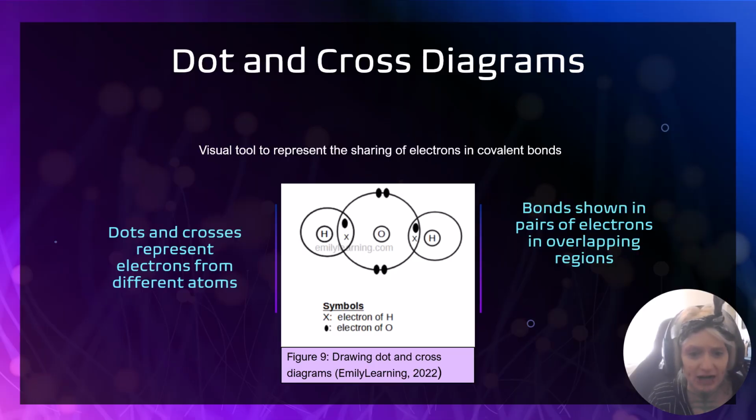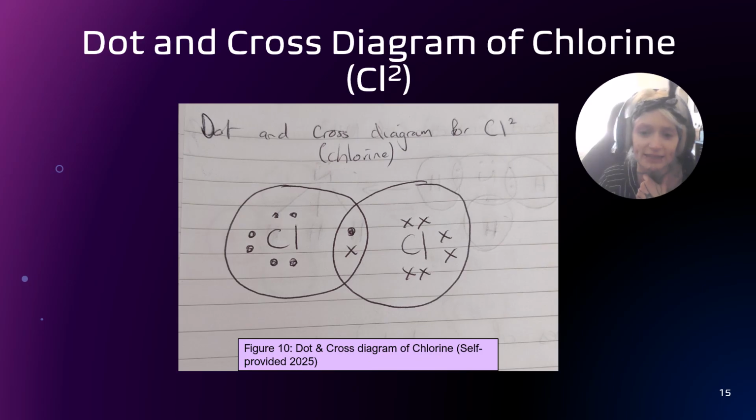Dot and cross diagrams are visual tools that are used to represent the sharing of electrons in covalent bonds. Each dot and cross represents electrons from the different atoms, and the bonds are shown as pairs of electrons in overlapping regions. In this dot and cross diagram, it shows 2 chlorine atoms sharing a single pair of electrons.